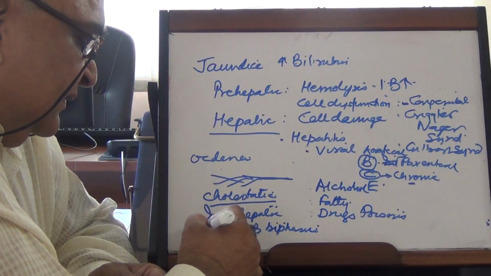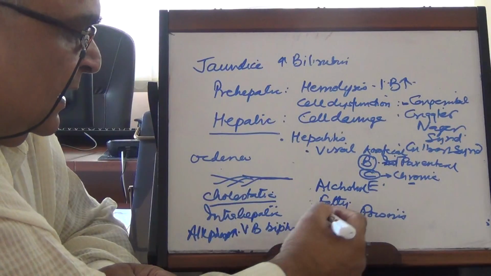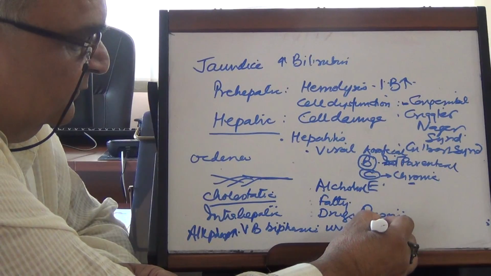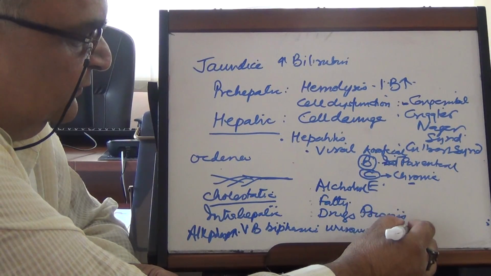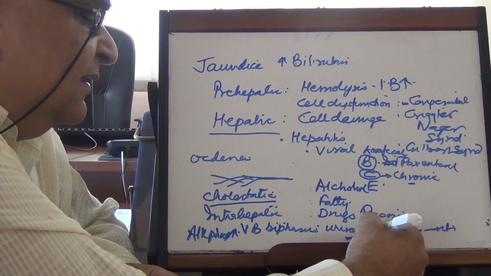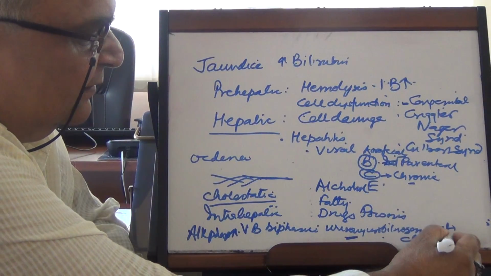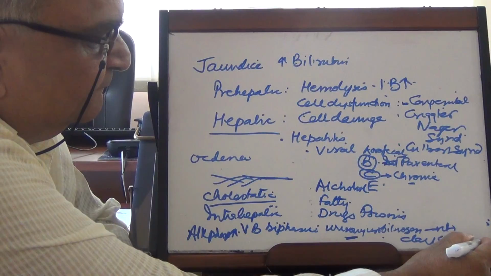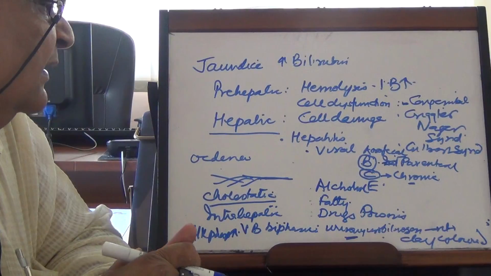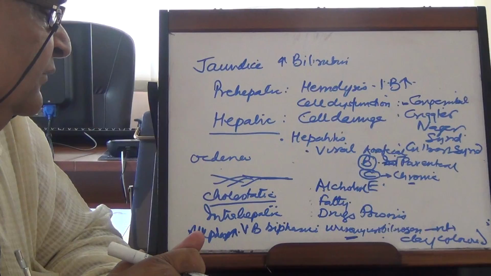The alkaline phosphatase increases and urinary urobilinogen becomes absent. And since the stercobilinogen in the stool is also absent, therefore stool becomes clay colored. So there is intrahepatic cholestatic jaundice in hepatic cause of jaundice.